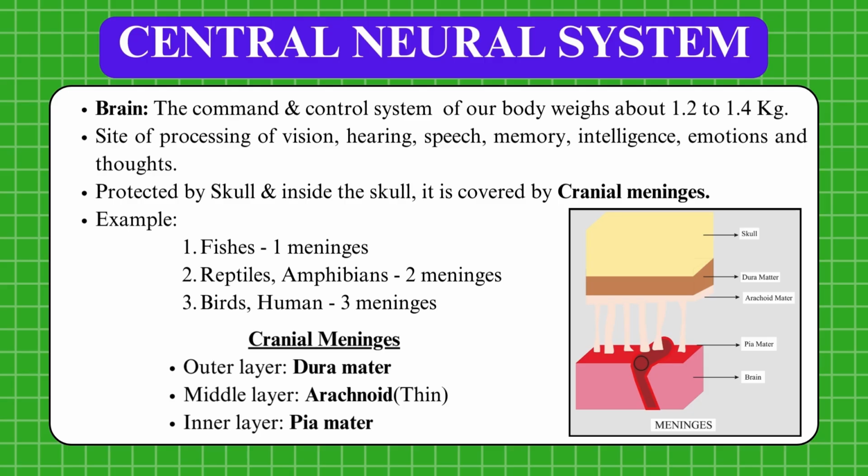See the picture. The picture shows the brain is covered by the skull. After the skull, there are the layers of meninges: the outer layer called dura mater, the middle layer called arachnoid mater, then the inner layer, pia mater. So after the skull and meninges, the brain is present inside.